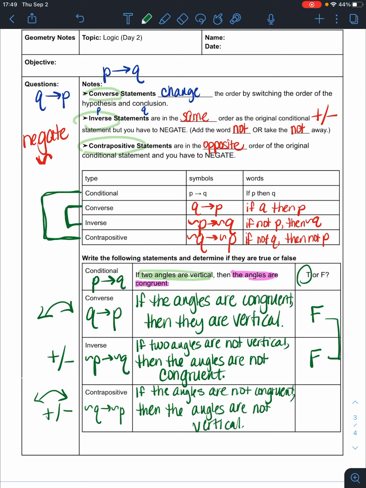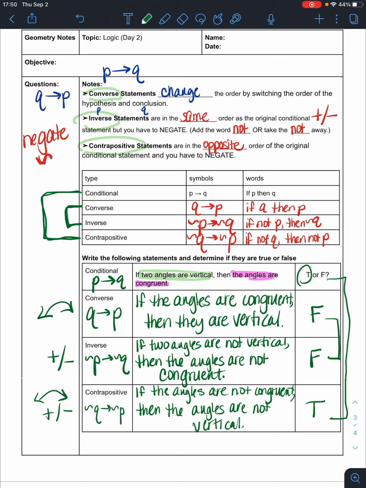Well, that has to be true. They're not congruent. Well, if vertical angles have to be congruent, then if they're not congruent, they must not be vertical angles. And so that is also true. Again, our conditional and our contrapositive have the same truth value, and our converse and our inverse have the same truth value.